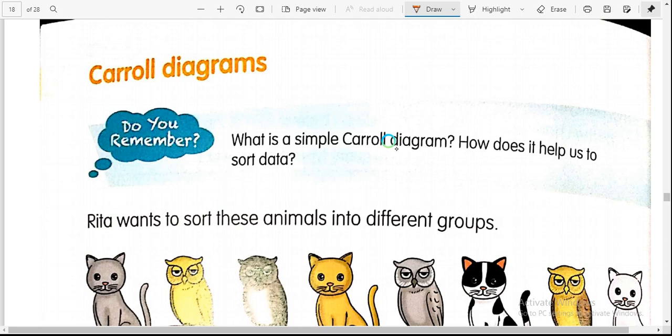Hello, my students. Please open page number 164 in the textbook. Today we will take a new lesson. This lesson is called Carroll diagrams.